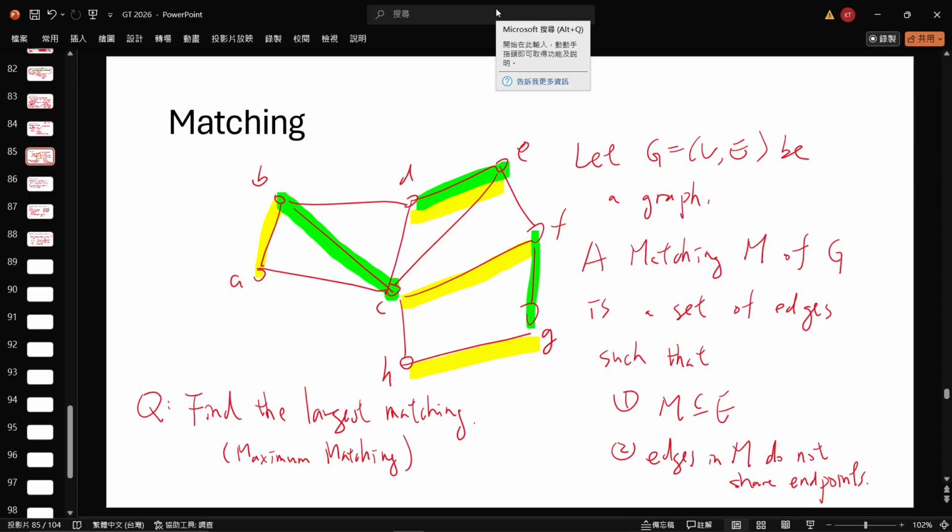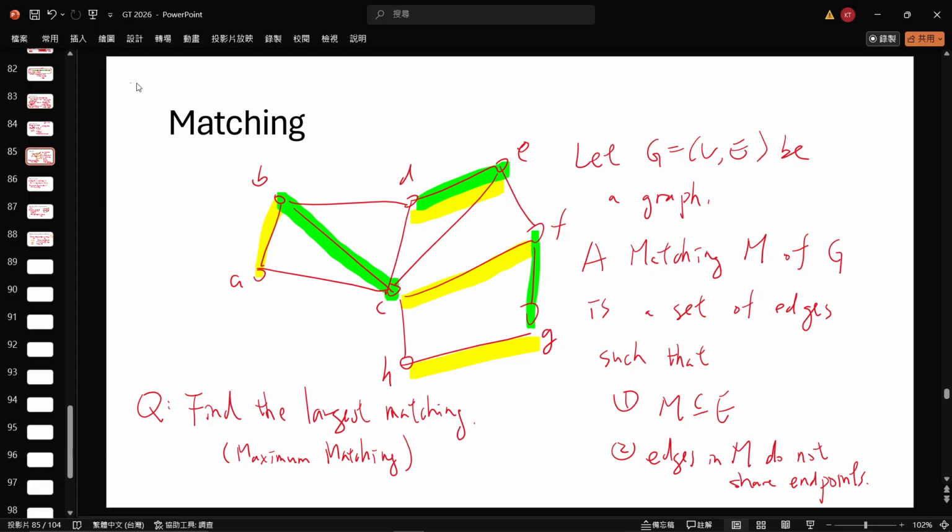All right, so last time we briefly mentioned the problem of finding the maximum matching. Let's first review the definition of a matching, because today we're going to design an algorithm that can find a maximum matching. A matching is just a set of edges.